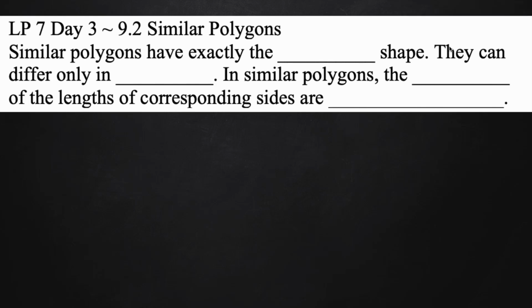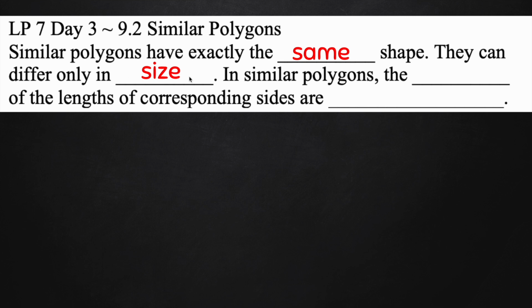In this video, we're going to take a look at similar polygons again, but this time we're going to look at their sides. In the previous video, we were looking at similar polygons and their angles. Now, similar polygons have, remember, exactly the same shape. They can differ only in size. So their shape needs to be the same.